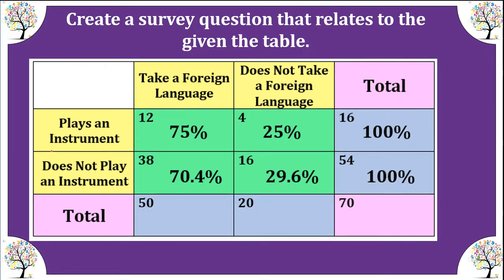This one, we are using the conditional relative frequency by row. So this is focusing on playing an instrument or not playing an instrument. So of those folks that do not play an instrument, is there an association if they take a foreign language or not? So if you do not play an instrument, I can say there is an association that you do take a foreign language because there is a big enough gap between these two percentages. And the same here.